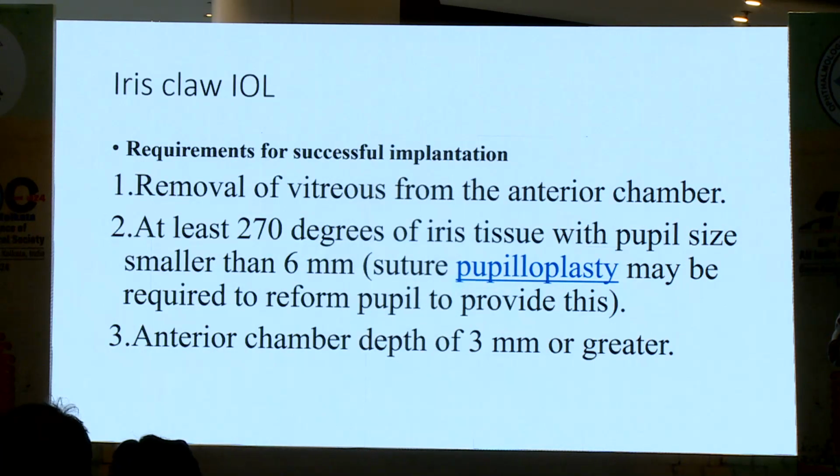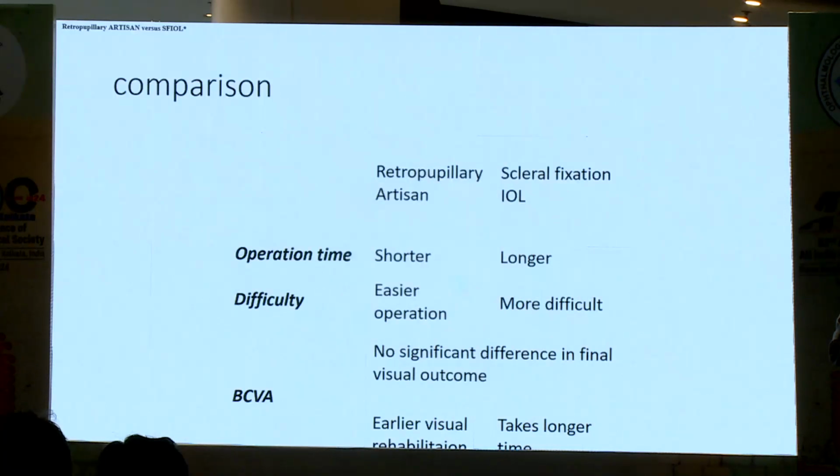And as I have said already, the vitreous must be removed from the anterior chamber. Do a proper vitrectomy. If you have not done a proper vitrectomy, whatever type of IOL you implant, you will fail. Because you will have CME, you will have glaucoma, or corneal decompensation also later. So a good vitrectomy is a must. You can go from the pars plana, or if you are not tuned to that, then you can go from the anterior chamber and do a good anterior vitrectomy. Iris should be available to you for iris claw, otherwise you can do a scleral fixation. Some of these points have been discussed by Shivangi already.